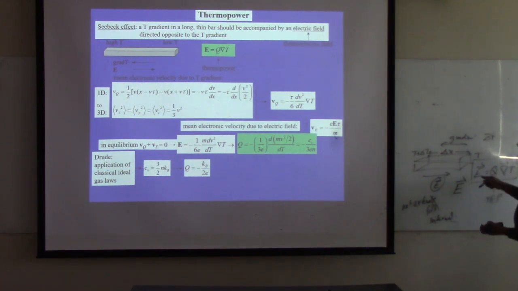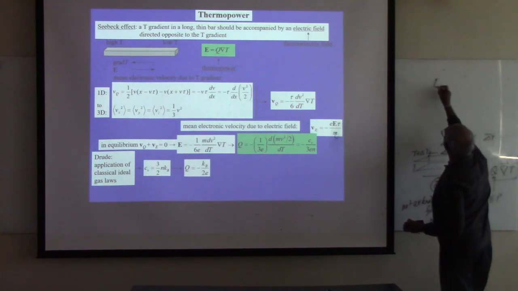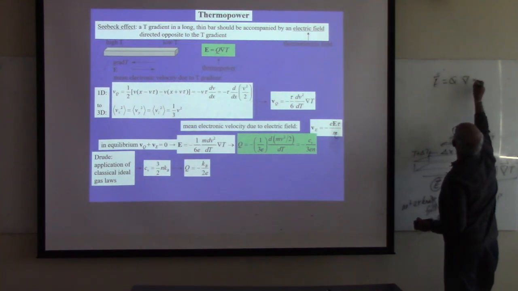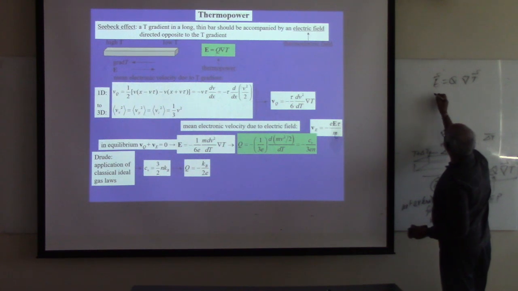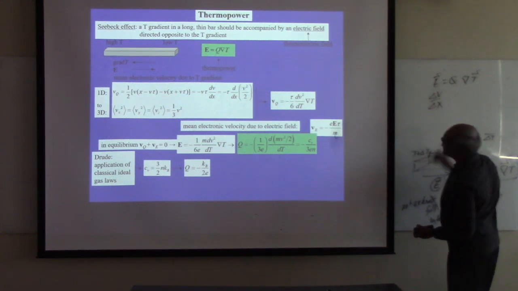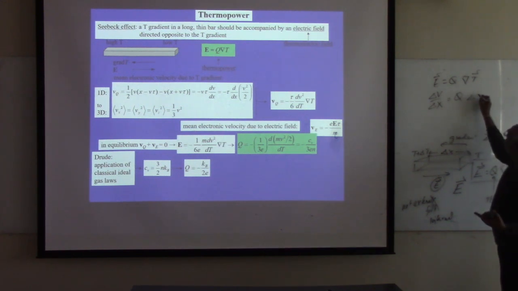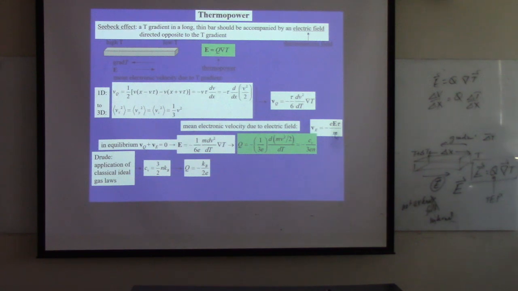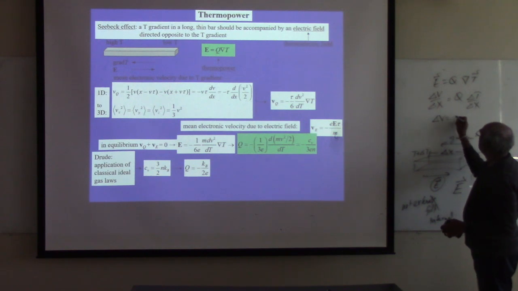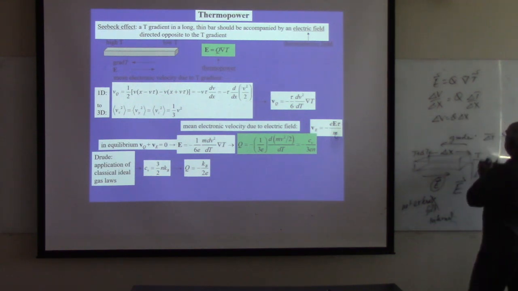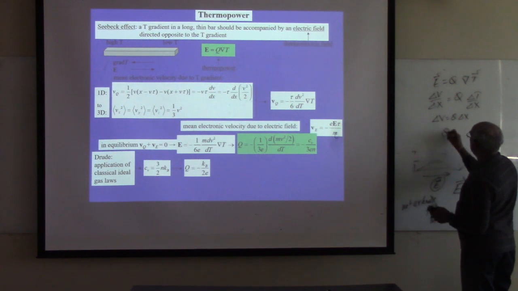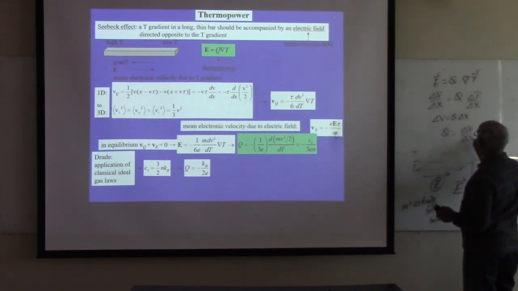So that means E, I can write as, E is Q times grad T. So E you can write as delta V over delta x. Is that correct? Electric field is the potential gradient, which equals Q times grad T. What does grad T mean? Temperature gradient means delta T over delta x, right? So that means delta V is Q times delta x, or we write Q as delta V over delta x.